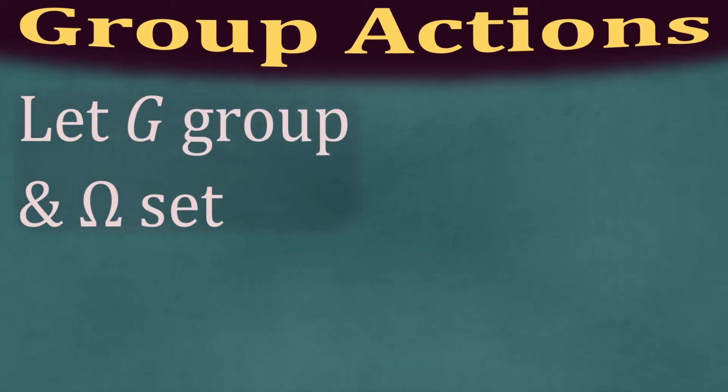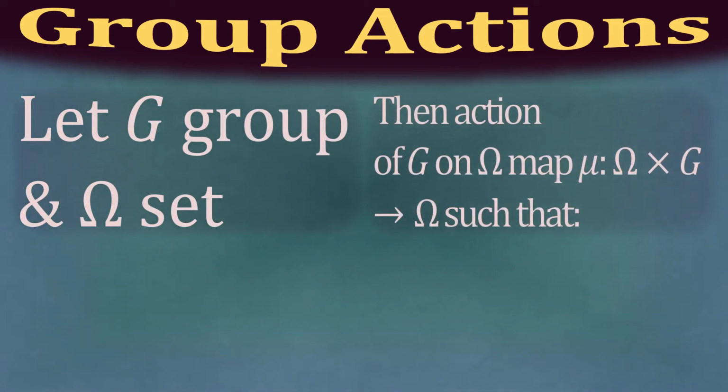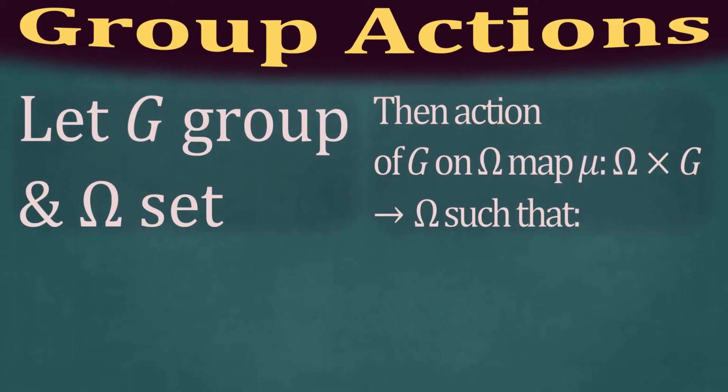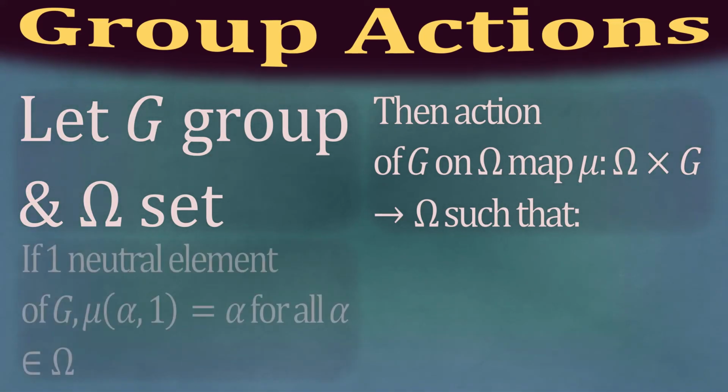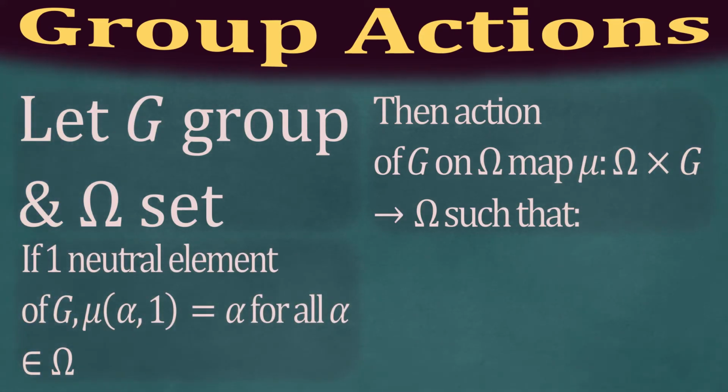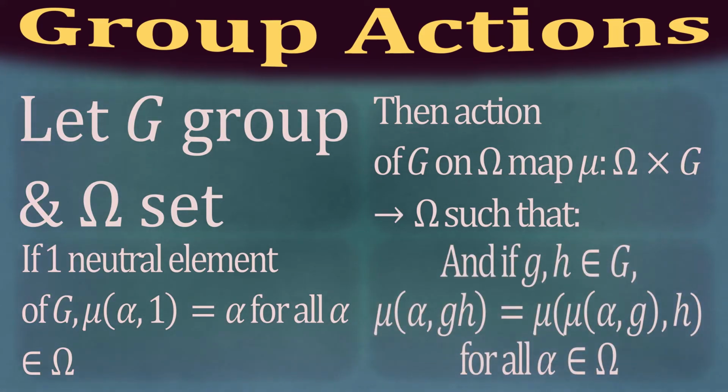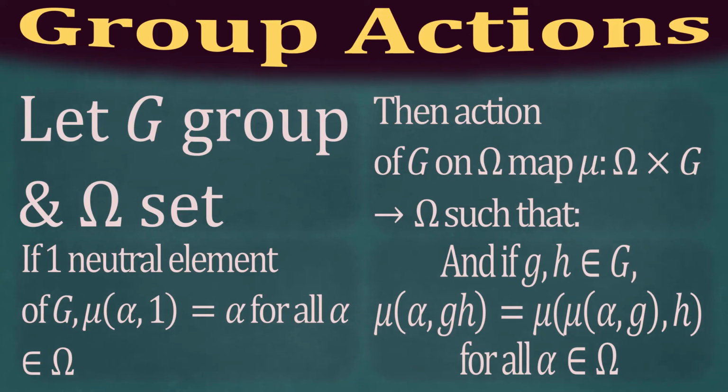Now, let's move on to defining group actions. Let G be a group, and let omega be a set. Then an action of G on omega is a map mu from omega cross G to omega, such that if 1 is the neutral element of G, then mu of alpha, 1 is equal to alpha for all alpha in omega, and if g and h are in G, then mu of alpha with gh is equal to mu of mu of alpha with g, with h, for all alpha in omega.